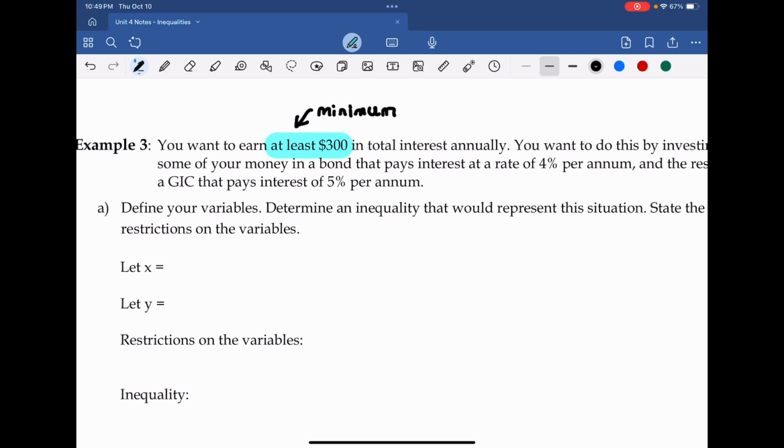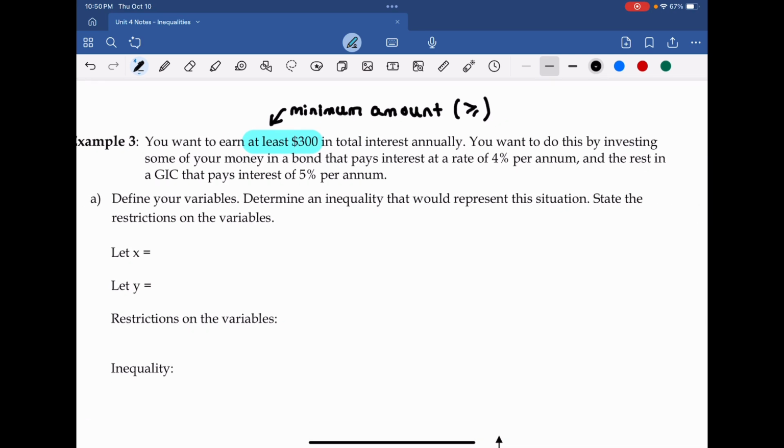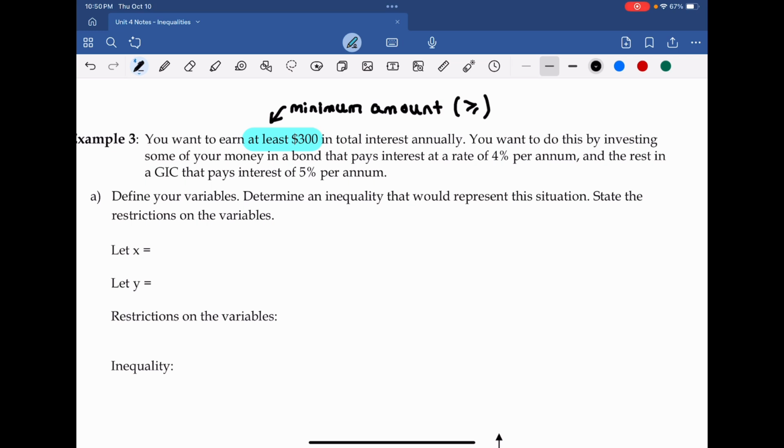And if it's a minimum amount, then we know we want to be greater than or equal to. That's a really important thing to put here. So our graph is going to look slightly different when it comes to putting this together, because potentially they want to earn more than $300, or if they make 300, that's okay. So we want to earn at least $300 on an investment in total interest annually. You want to do this by investing some of your money in bonds, which pay 4% interest per annum, and then a GIC, like an investment account, that pays 5% per annum, or per year.